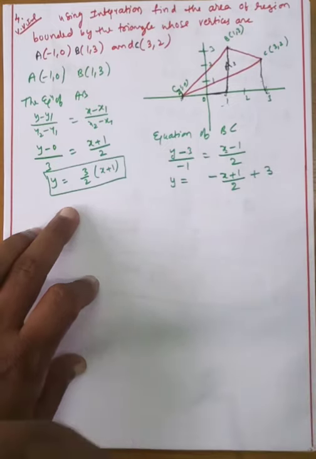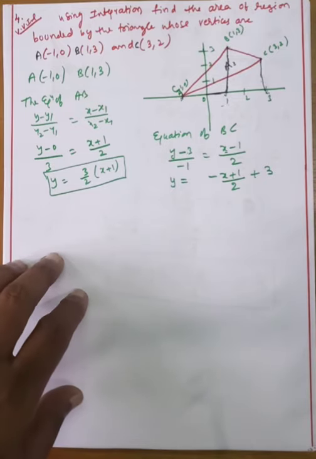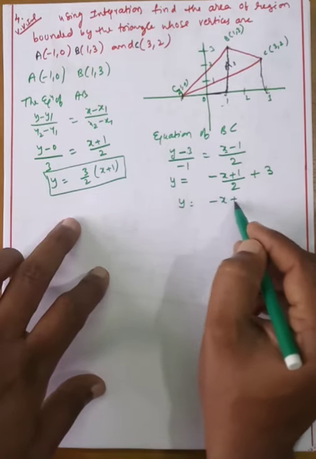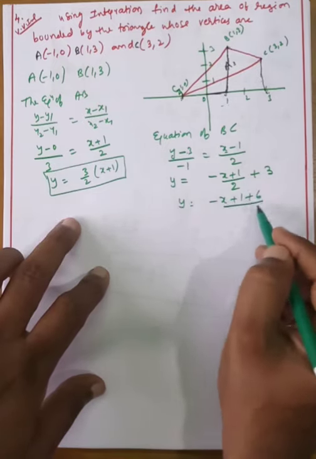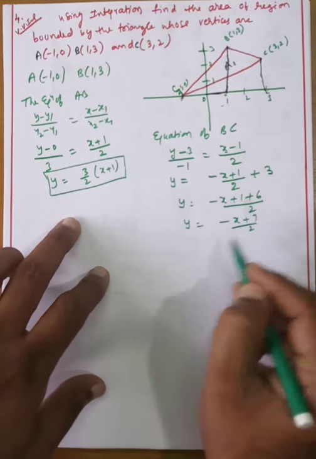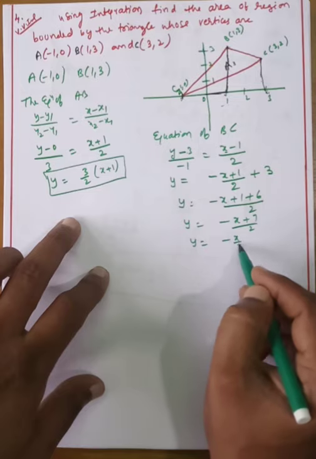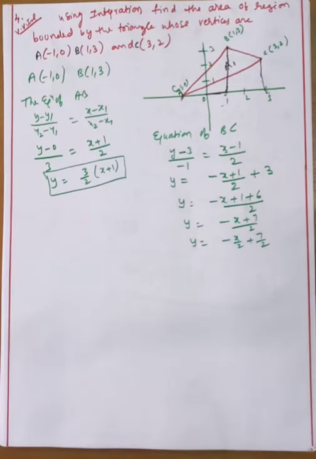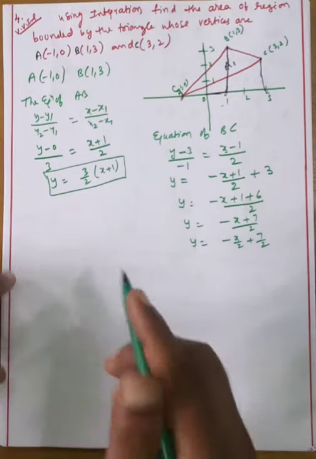Okay, my dear students, what happened in this one? y is equal to (minus x plus 1 plus 6) by 2. y is equal to (minus x plus 7) by 2. That is, y is equal to minus x by 2 plus 7 by 2. No problem at all. y is equal to minus x by 2 plus 7 by 2. That is the equation of BC.